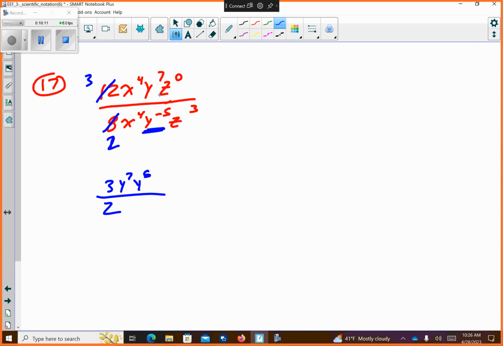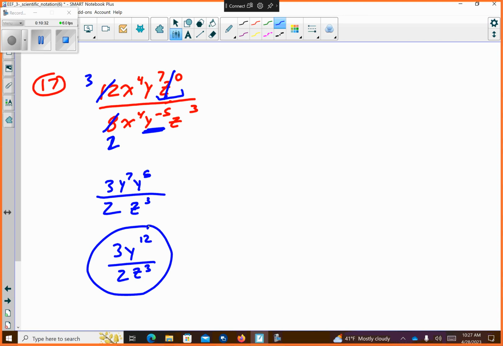Okay. What is z to the 0? Just 1. So I have z to the 3rd on bottom. So now I just clean it up. The y's will combine on top. 7 plus 5 is 12. And there it is. Okay.